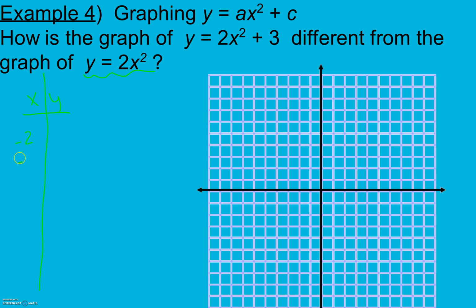And I'm going to pick points like -2, -1, 0, 1, and 2. And I'm going to plug those in. So I'm going to take 2 times -2 squared. Again, these are my x values. I plug them in for x. Again, I'm just plugging them in for my x value, or x in my function.